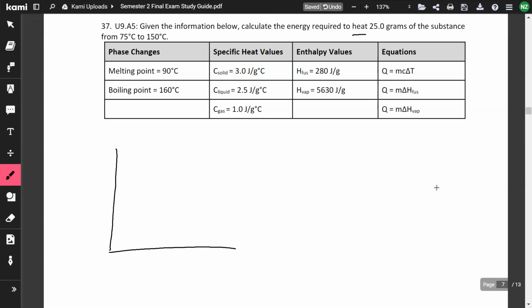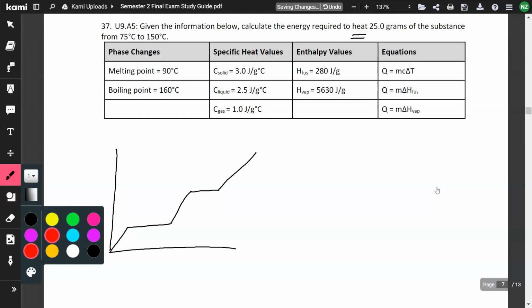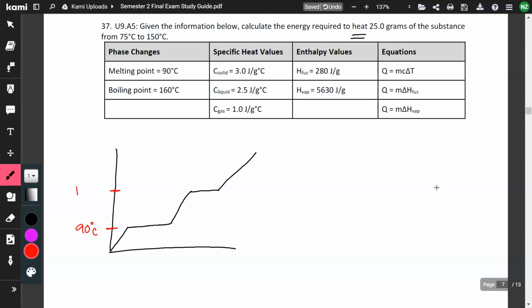We're heating it, so we know it's going to be a heating curve. So it's going to look something like this. Okay. Our melting point is at 90 degrees. And our boiling point is at 160 degrees. It says we're going from 75 degrees to 150 degrees. So we're going from like here to like here.